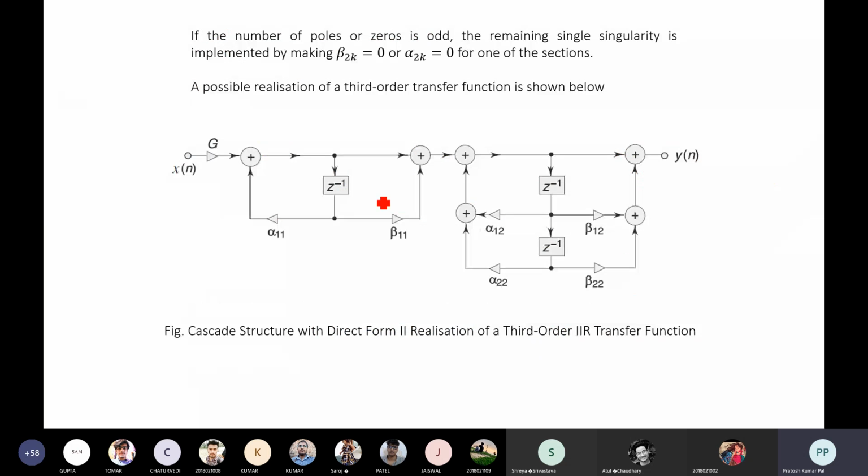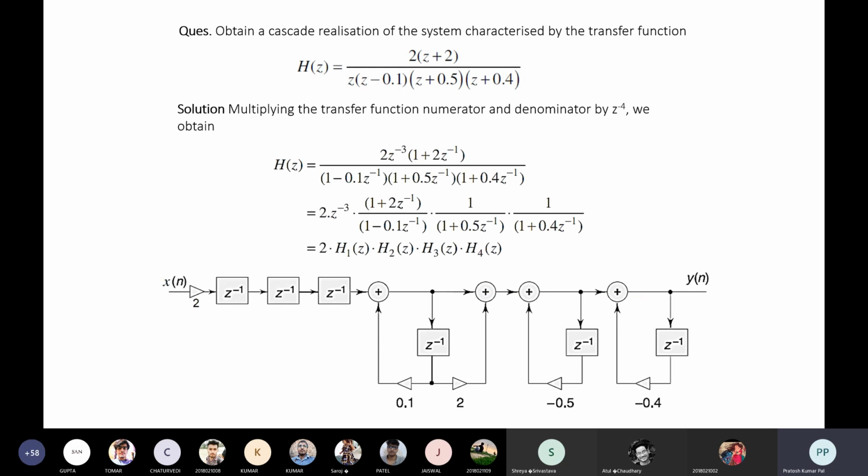So this is the realization: if any first order system is there, only one delay element will be required, and it will be represented like this. And if any second order system is there, then its realization will be in terms of this. The other terms will be clear in the example part, so we will go through some examples.